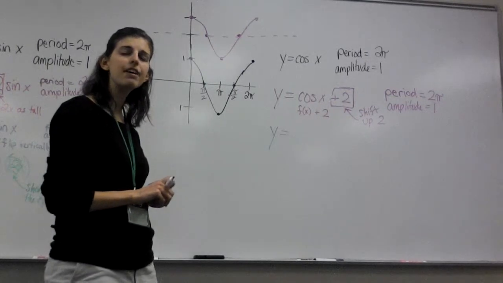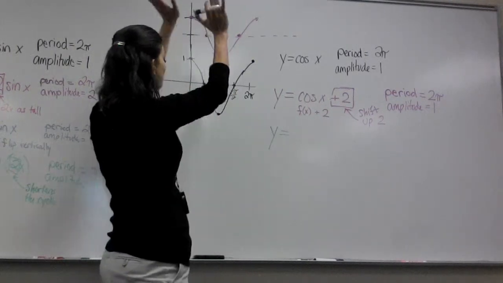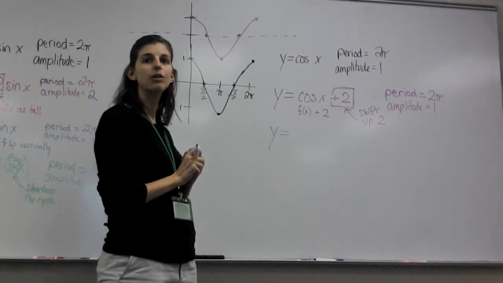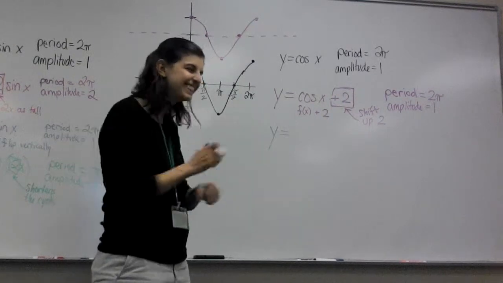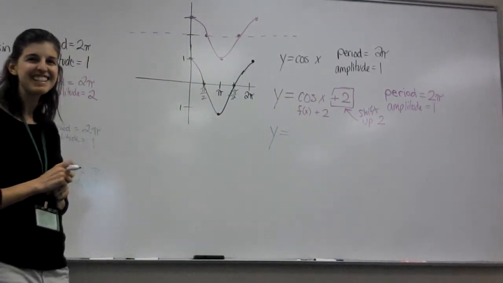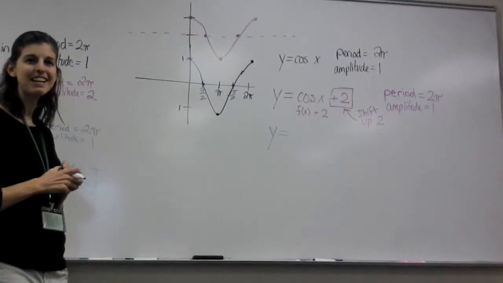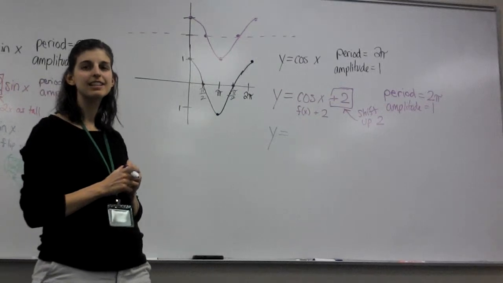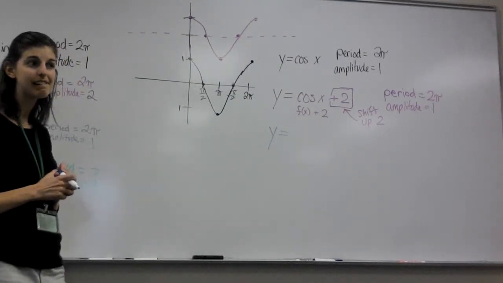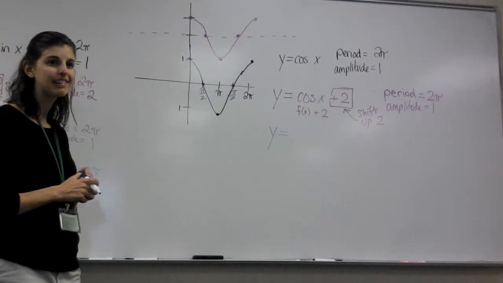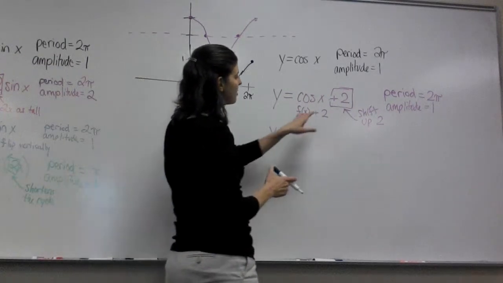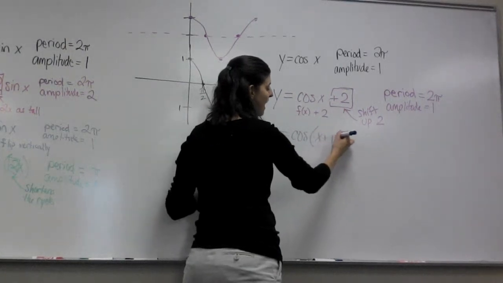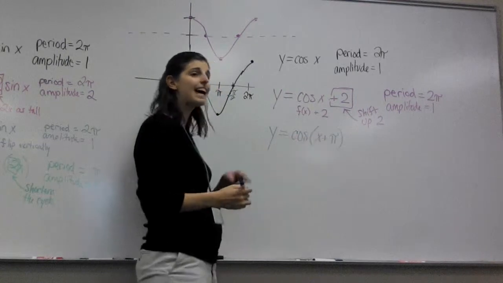If I want to shift this graph, instead of going up, what if I want to go to the right? Let's just say I want to move pi units. You're going to change the x value instead of the y value. So cosine of x plus pi. If I want to move that, how is that going to change my graph?